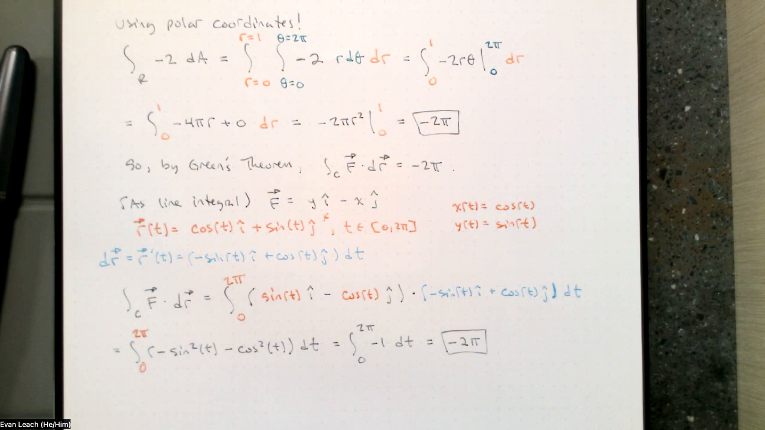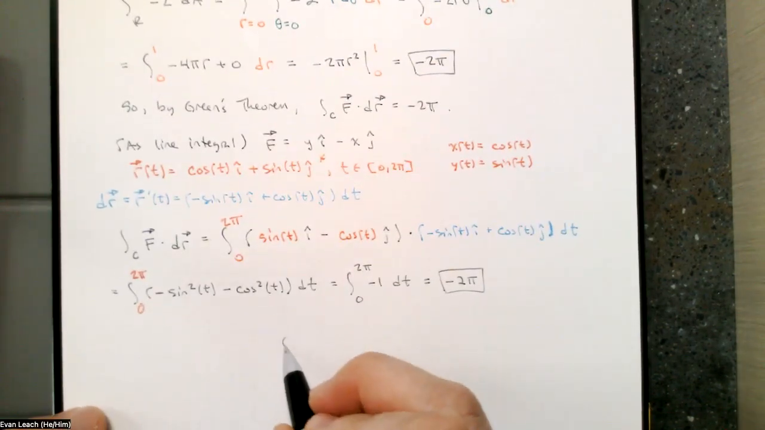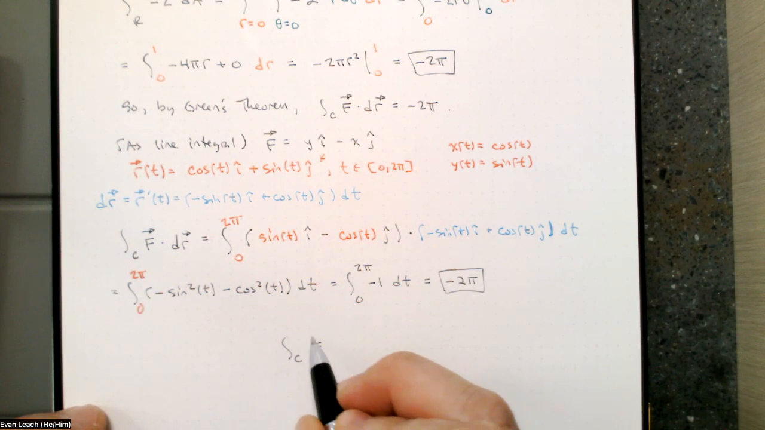Any questions? How's everybody okay? Yes. The point of doing both was to show that both the double integral and the line integral come out to -2 pi. Yeah, so the idea is that we want to calculate a line integral. So we want to calculate a line integral for whatever reason.